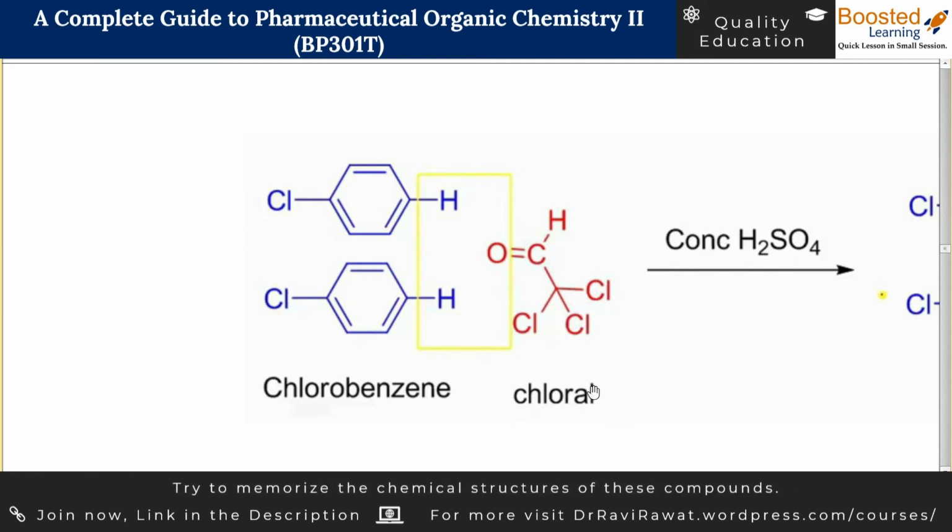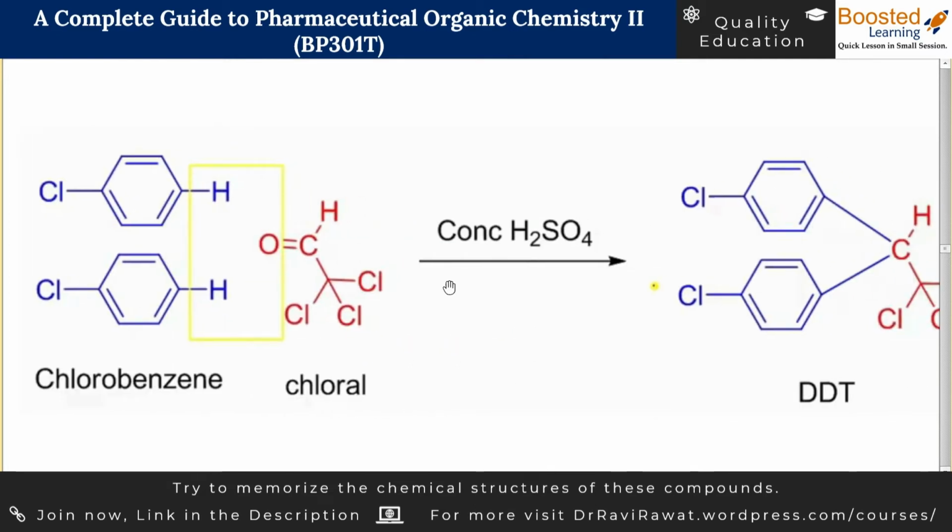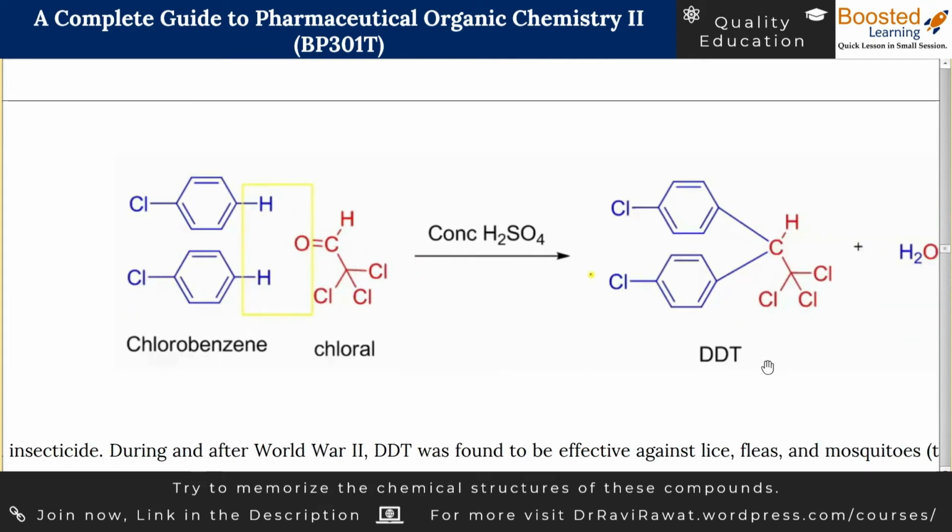Chloral is nothing but your acetaldehyde which is having all three hydrogens replaced with chlorine. So you write the structure of acetaldehyde and you replace all the hydrogens with chlorine, so this becomes chloral. You react these three molecules together in the presence of acid catalyst, then this gives your DDT. This oxygen carbon double bond is getting broken and two new single bonds are getting formed with these sites of attachment of benzene. So this is your DDT.